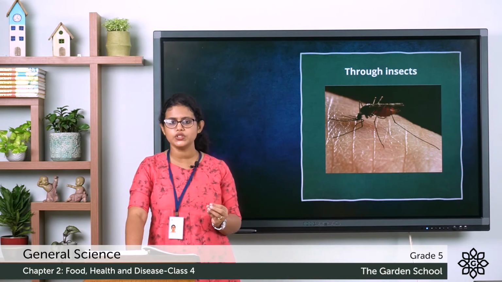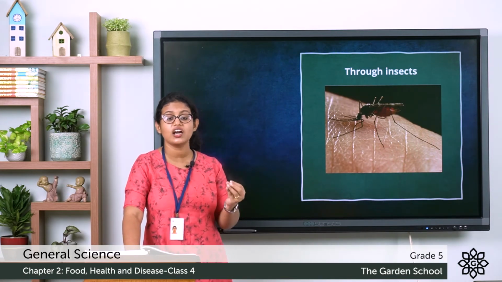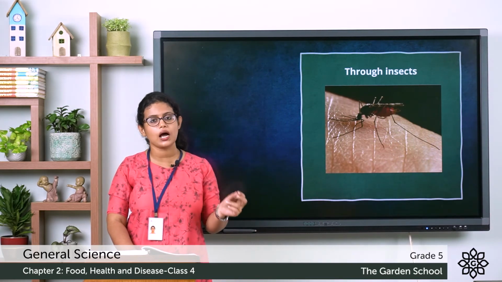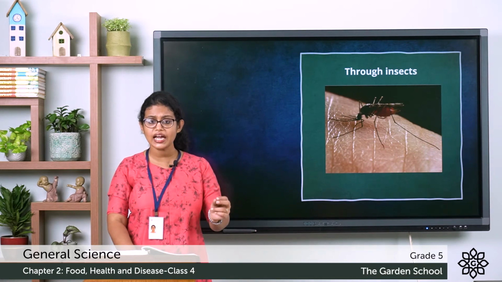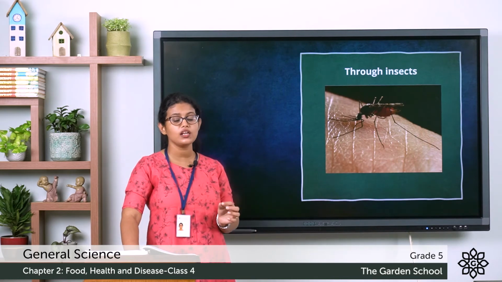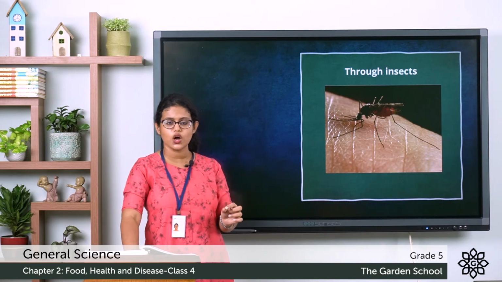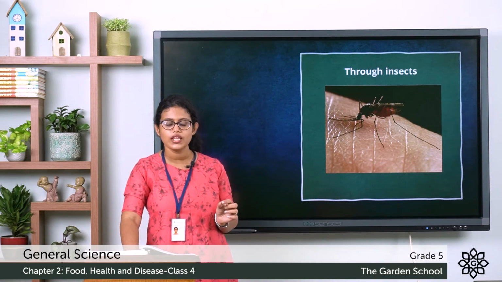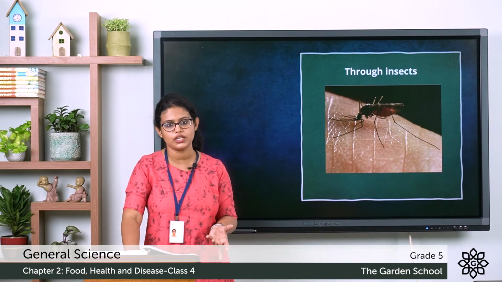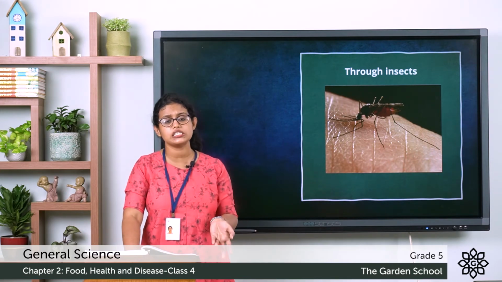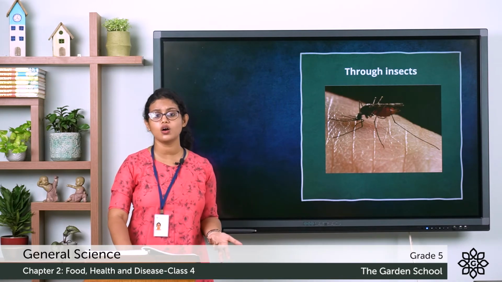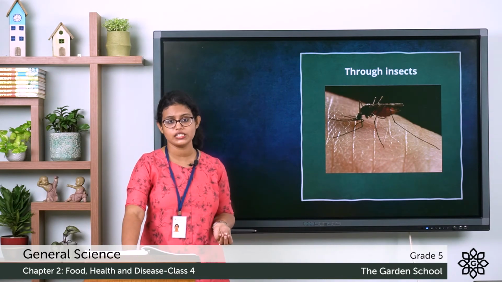So garbage and dirt contain germs. These houseflies feed on the garbage and dirt, and these germs stick onto their feet. Then these flies sit on uncovered food and transfer these germs and make the food contaminated. So this is how diseases can be spread. Diseases like typhoid and cholera are spread by flies.